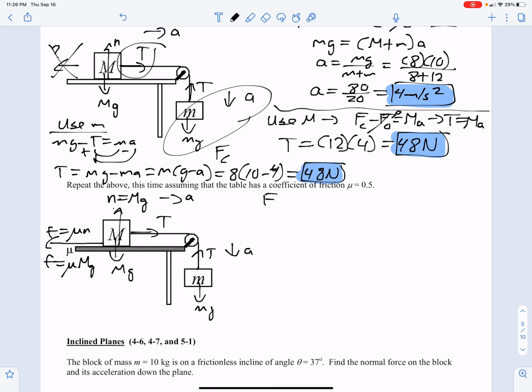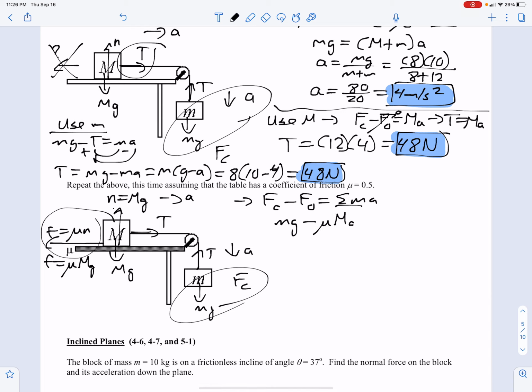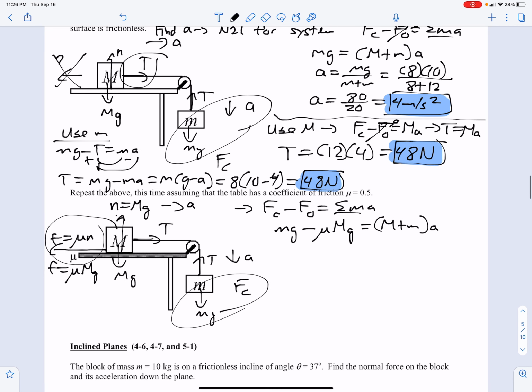Well, let's do this. Causing force minus opposing force equals the sum of the masses times acceleration. Well, the causing force is still going to be little mg. But this time there is something opposing the whole system, and that's friction, which is mu times big mg. And that's going to be equal to the sum of the masses, big M plus little m, times A. Go ahead and solve for A.